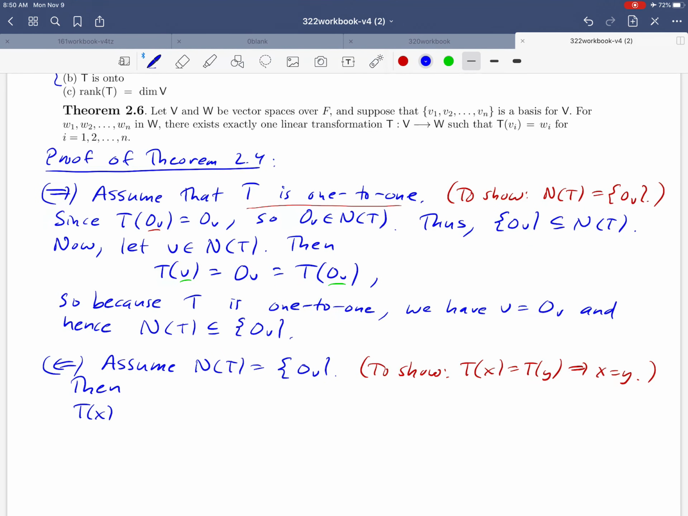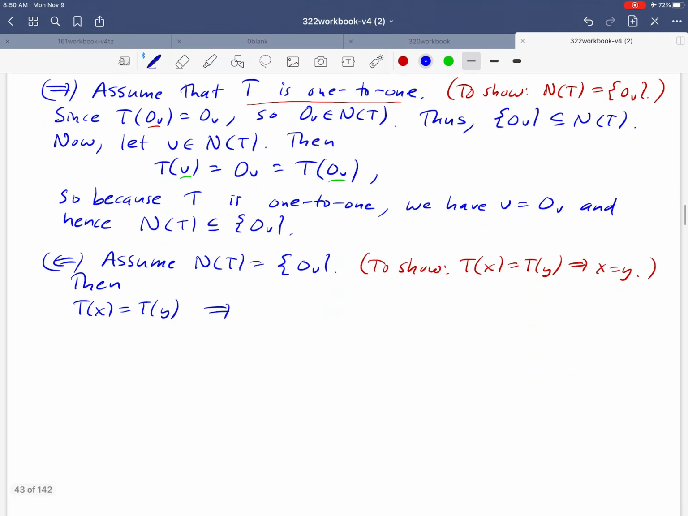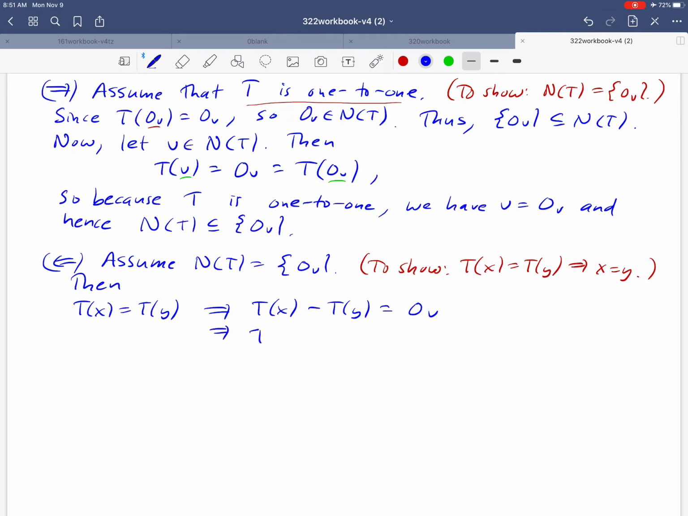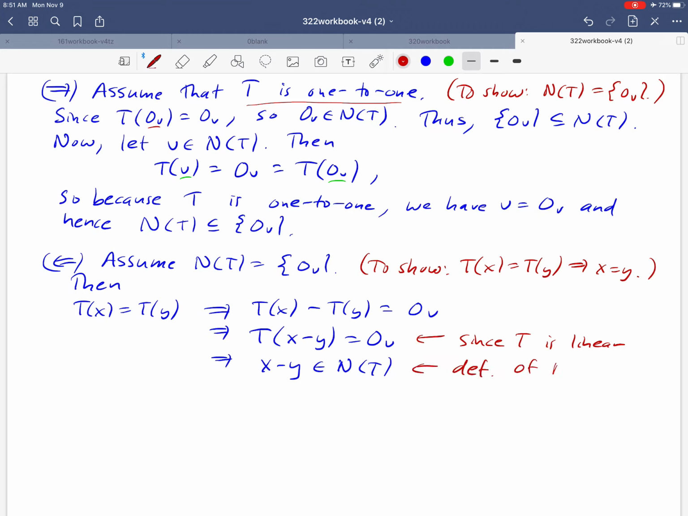So if we start with the assumption that T of x equals T of y, then we can subtract T of y from the left-hand side, and we get T of x minus T of y as the zero vector. And then notice that we can rewrite that as T of (x minus y) equals the zero vector. Do you see why we can get away with doing that? We know that T is linear, so we're just using that property of linearity here. But if T of (x minus y) is equal to the zero vector, that means by definition that x minus y is in the null space, because when we substitute it in, it maps to the zero vector. So if we want to give a reason for this step, we could say that this is the definition of the null space.